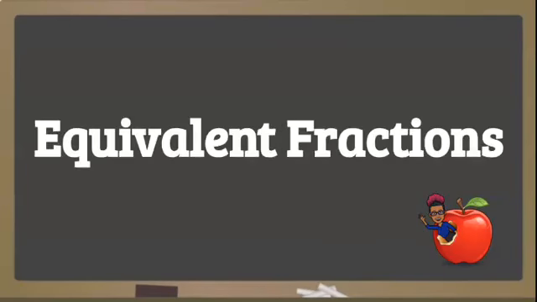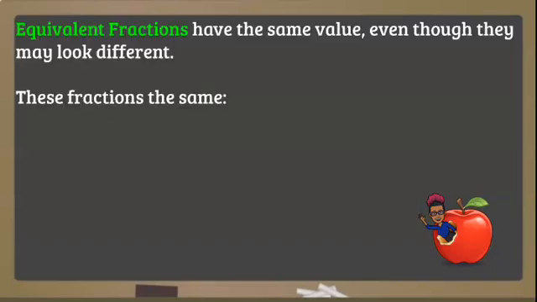This lesson we're going to be looking at equivalent fractions. Equivalent fractions have the same value, even though they may look different. These fractions have the same value, or these fractions are the same. Half is equal to 2/4, which is also the same as 4/8.